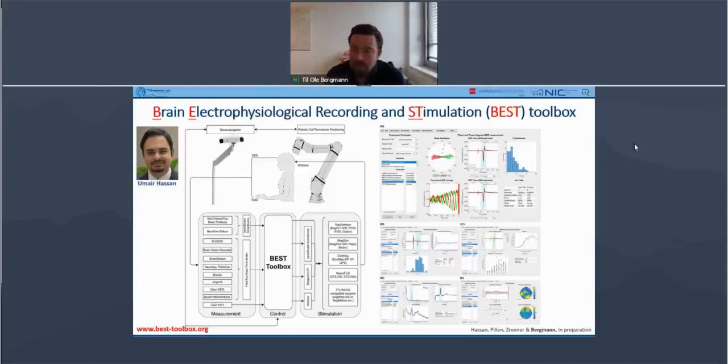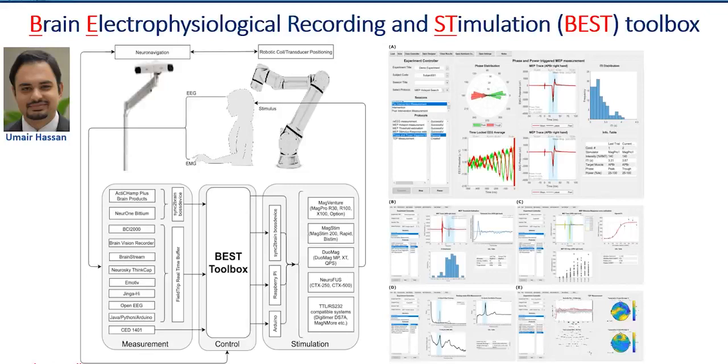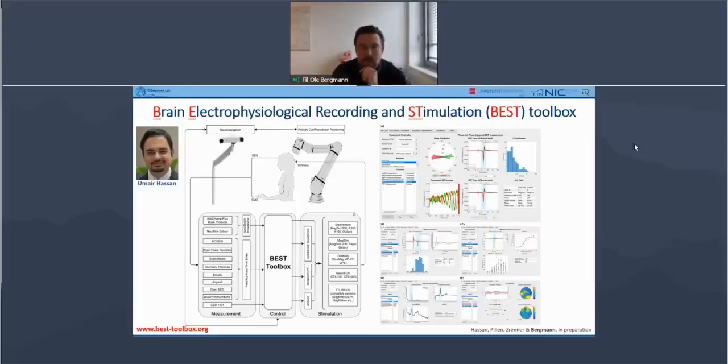And my very talented PhD student Umer Hassan has designed and programmed a toolbox for brain electrophysiological recording and stimulation, the BEST toolbox, which is an open source MATLAB toolbox that interfaces with many different recording hardware and software, and on the other hand, with different stimulators, a lot of different TMS machines, also focused ultrasound machines, in principle, everything that can be triggered by a TTL pulse. And we're always happy to include more devices. And it will also integrate robotized neural navigation in the future. And it's a toolbox that allows to design experiments and run them, get online results and proof of correct targeting in time, for example.